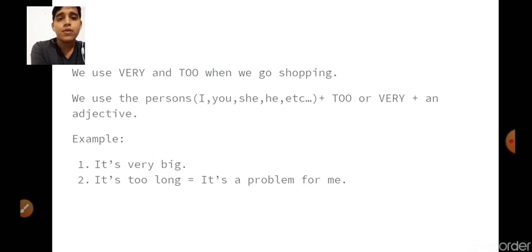As I already told you, we use the person I, you, she, he, it, we, and they, and you one more time, plus too or very, and the adjective. For example, we have it, that is the person or the pronoun, very, the word, and we have the adjective that is big. It's very big. Another example, it's too long. It's a problem for me that this thing is long.